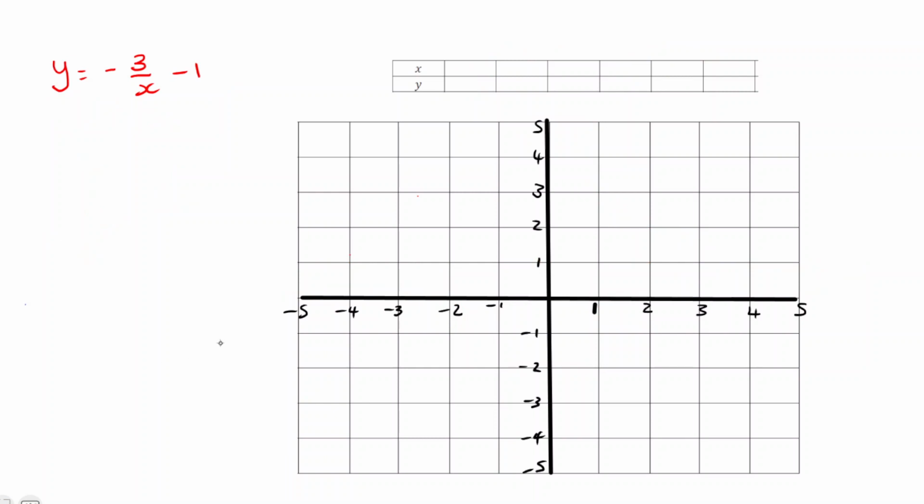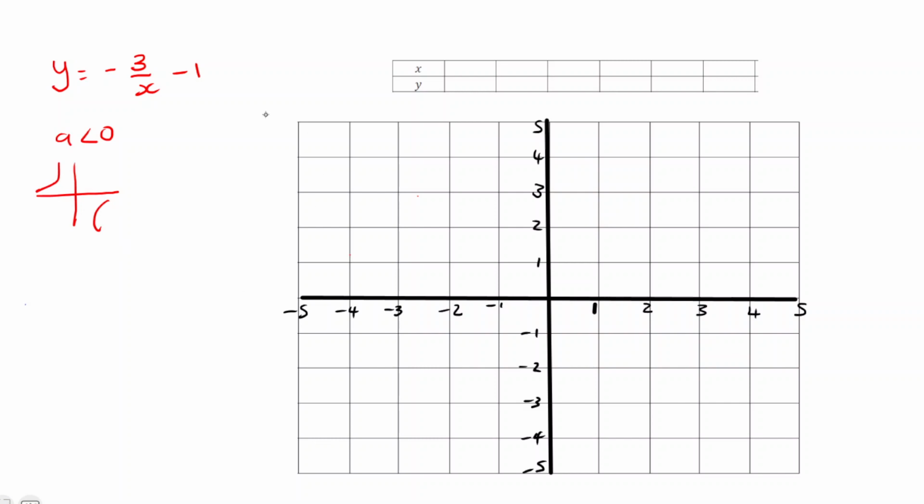Okay, so this is our second example. Y is equal to negative 3 over x minus 1. So we are also required to sketch this graph. The first thing that you have to check is what is a. A is negative 3, so that means a is a negative value. So the shape of the graph will be in the second quadrant through the fourth quadrant.